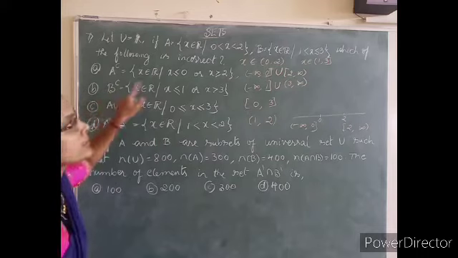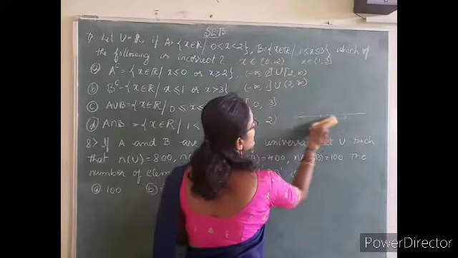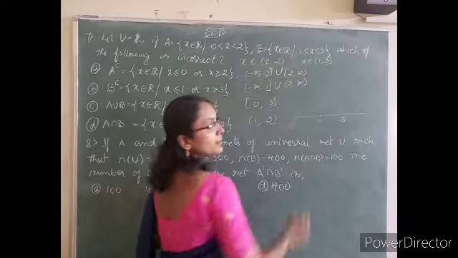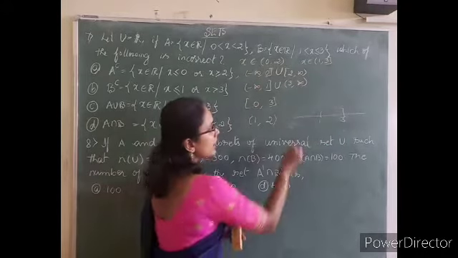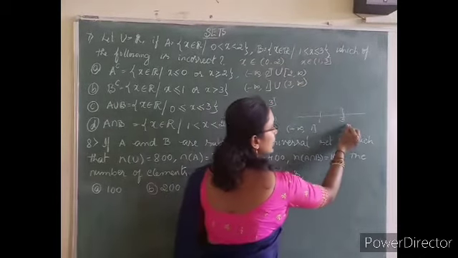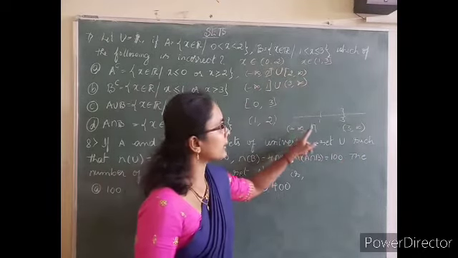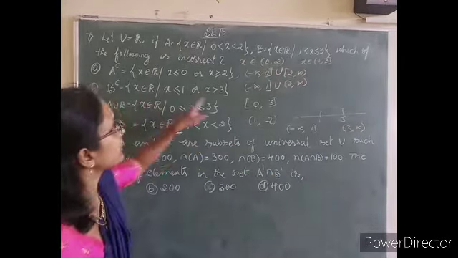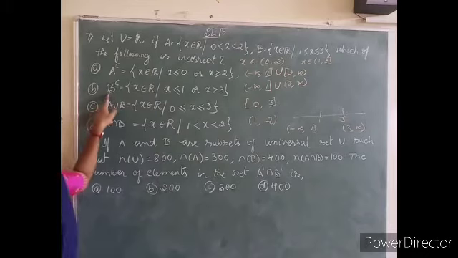Next, B complement. For this set, in the real number system, take 1 and 3 here. 3 is included in the set B but 1 is excluded. Therefore the complement is minus infinity to 1, with 1 included in the complement, and 3 to infinity, but 3 is excluded. So minus infinity to 1 union 3 to infinity is the complement of the given set B. Therefore this is also a correct statement.